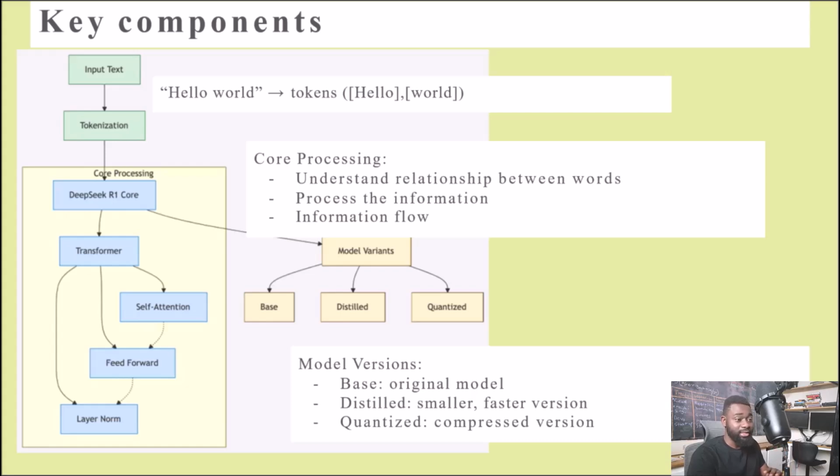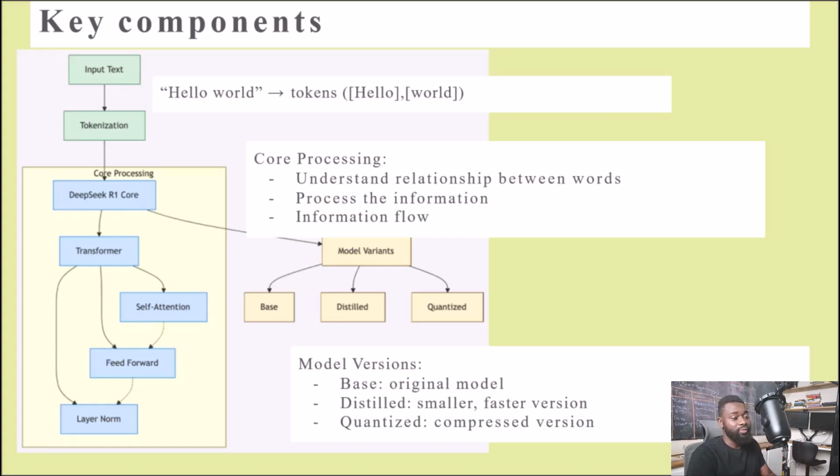So to process all that information, the text comes in and is transformed into tokens. The core processing understands the relation between words, processes the whole information, and creates an information flow, so that at the end of the day the model is able to do prediction, which gives us the final result we are looking for. That is a very high-level overview of this whole thing.